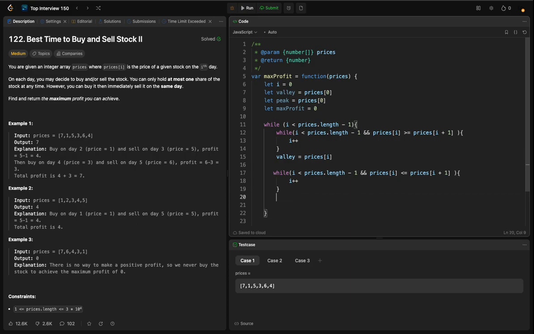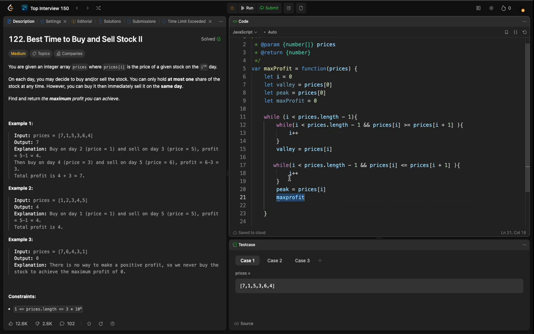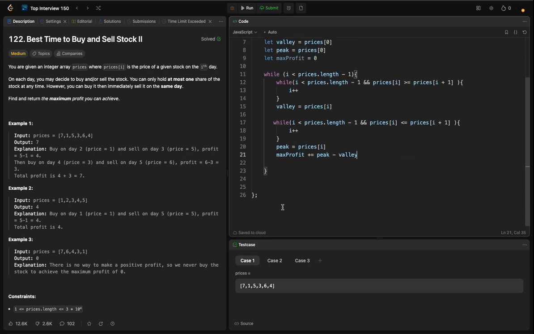So the peak will equal prices[i], and maxProfit will plus equal the difference between the peak minus the valley. After that we return maxProfit, and that's it.